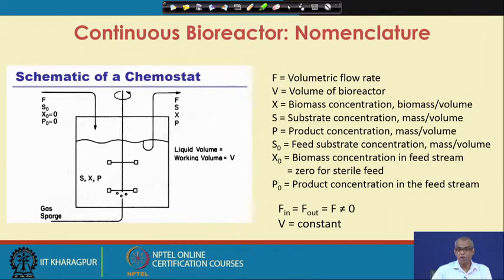You can have initially biomass within the bioreactor, and you can feed a sterile stream, and it will have no biomass in it. So, X0 will be equal to 0. P0 is the product concentration in the feed stream, again normally that will be 0. So, the input flow rate and the output flow rate are same. So, V volume equal to constant. So, these are the notations we will use while writing down the model equations.